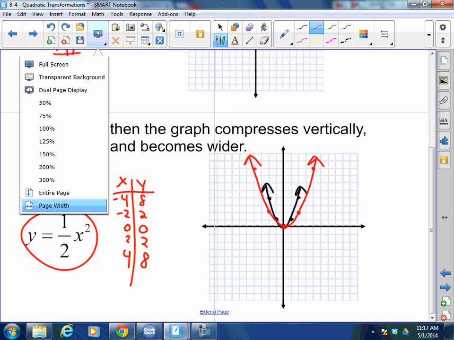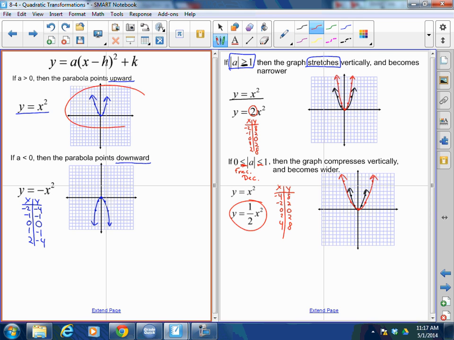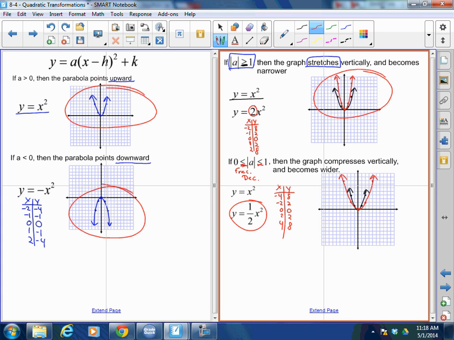Okay, so just to make sure everything is clear, if A is greater than 0, the graph points upwards. If A is less than 0, the graph will point downwards. If the absolute value of A is greater than 1, you're going to get a vertical stretch and the graph becomes more narrow. If the absolute value of A is greater than 0 but less than 1, then the graph compresses vertically and becomes wider. That is everything you have to know for the A term.